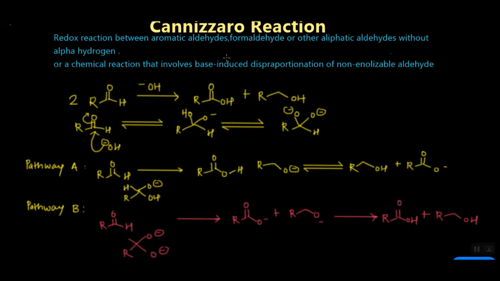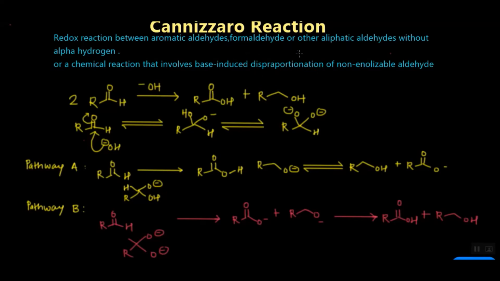Now let us try to understand each definition one by one. In the first definition, it is mentioned that it is a redox reaction. Now why is it called a redox reaction? If you consider 2 moles of an aldehyde, 1 mole will undergo oxidation, at the same time the other mole will be reduced to an alcohol, and for the same reason it is also called a disproportionation reaction.